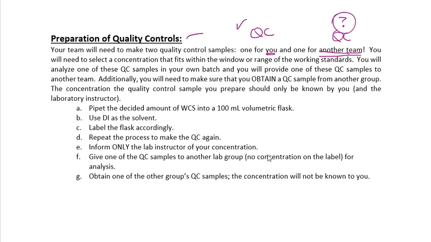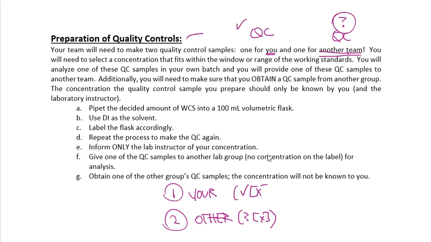So basically what that means is that you are going to have one of your own that you've made. And if you're going to give your QC to another team, that means somebody's got to give you one, right? So then you're going to have another one. And the other one is going to have an unknown concentration. This one you will know the concentration of. So 2 QCs go into your batches. One of yours and one of someone else's.